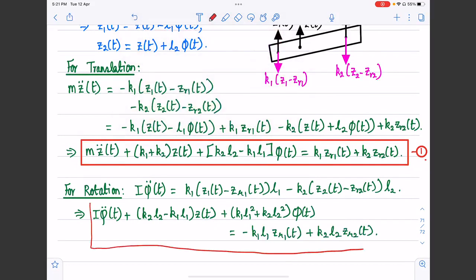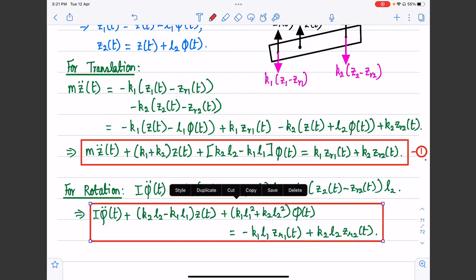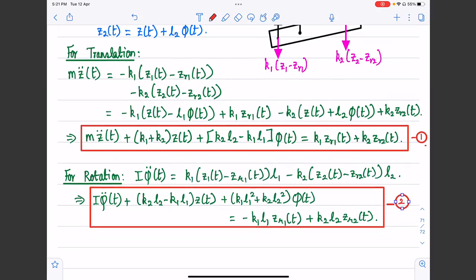And how did we get this equation of motion for rotation? Of course, from the above equation, we substitute for z1 and z2. Please note that that is an intermediate step. I'm leaving it to you as an exercise to do. Let's call this equation number 2. Equation number 2 is for the pitch motion, for the rotation of the body.